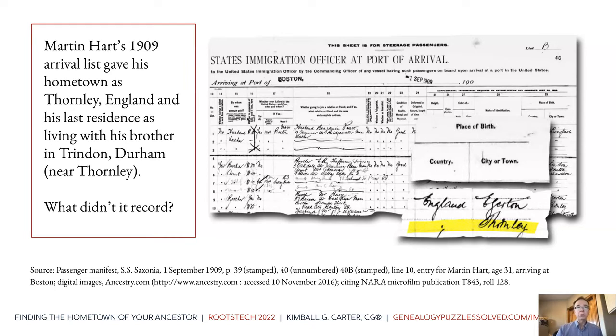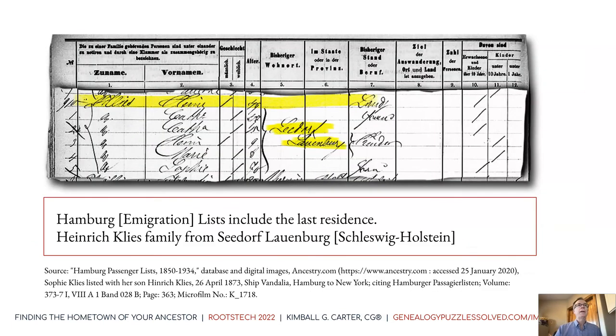What didn't it record? Well, it didn't record that Martin left a wife and children and deserted them in England. This list is from the Hamburg immigration lists, which are a great resource. There's links to this on the website also. This one is for Henry Cleese and his family, and it lists, here you can see, Seedorf, Lauenburg as the hometown. And that turned out to be correct, and we found all sorts of records there.